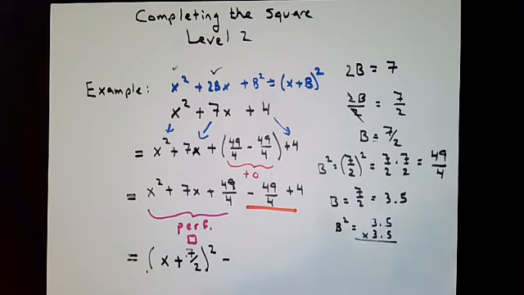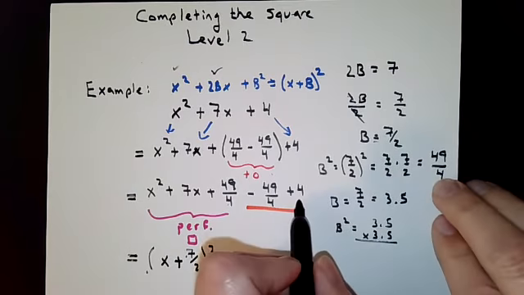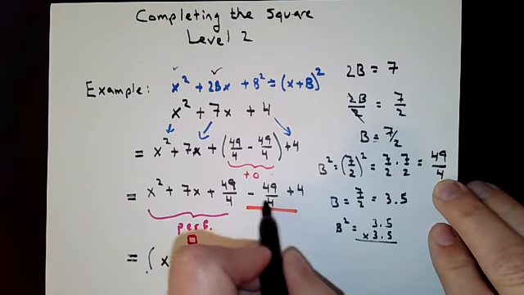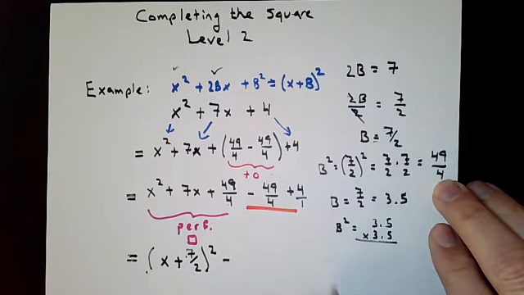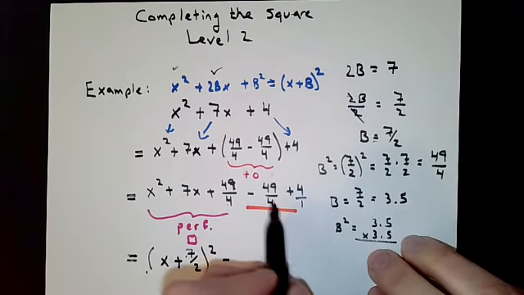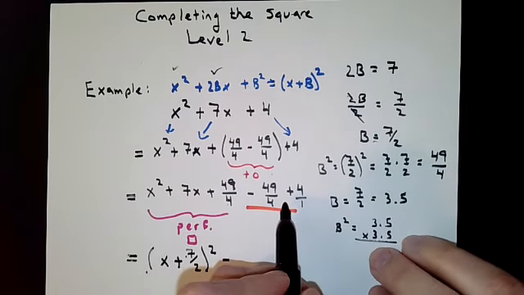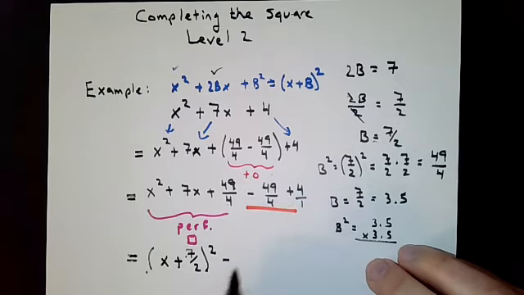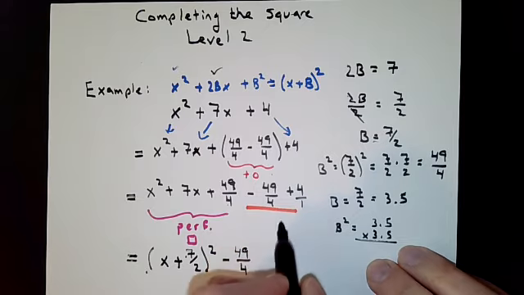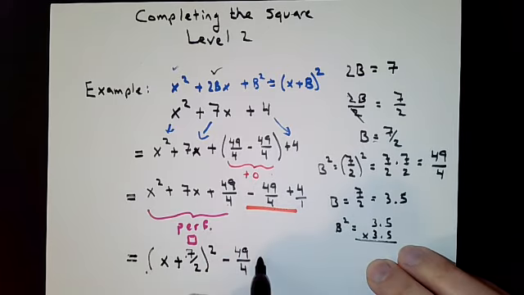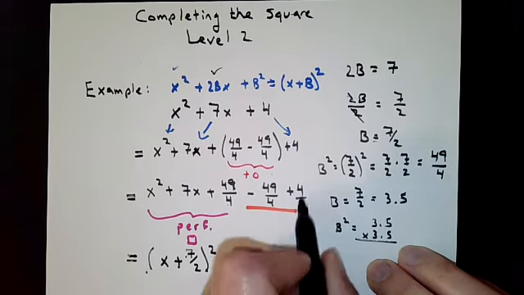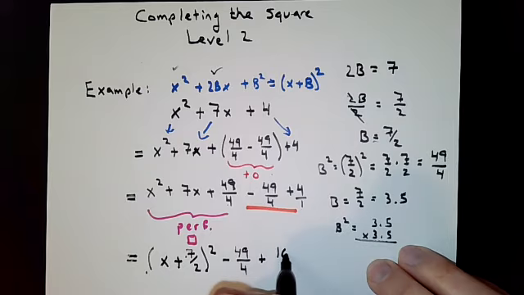Okay. And this plus 4, and we're going to have to combine it with this fraction. So let's think about this as a fraction. To combine fractions, we're going to have to use a common denominator. So we have minus 49/4. And the common denominator will be a 4. So we'll convert this to 16/4, getting the common denominator.